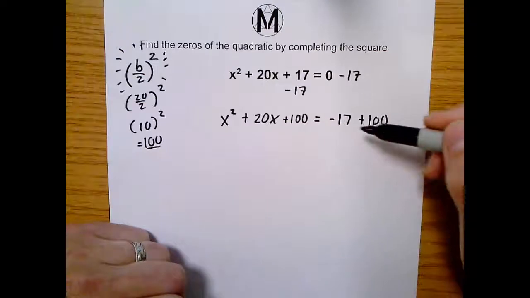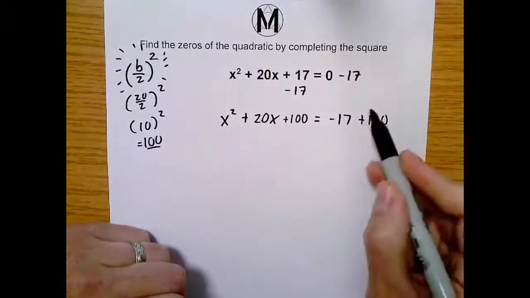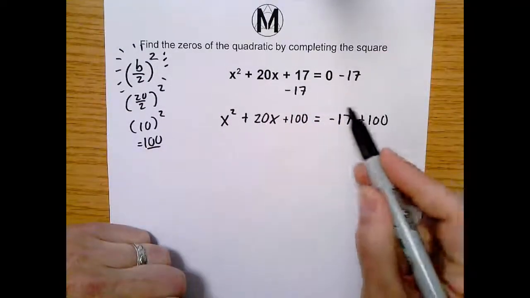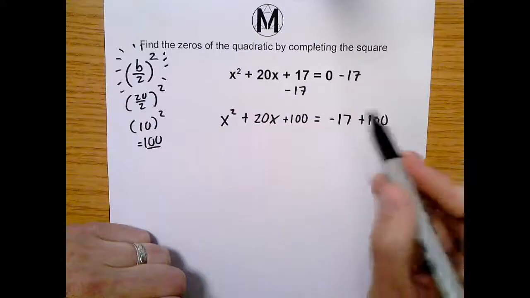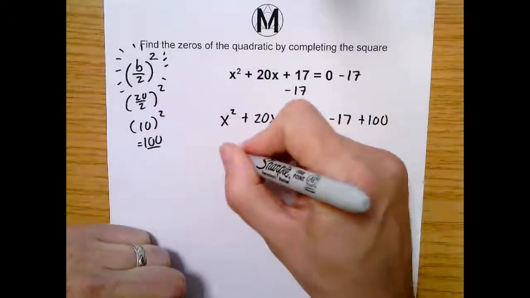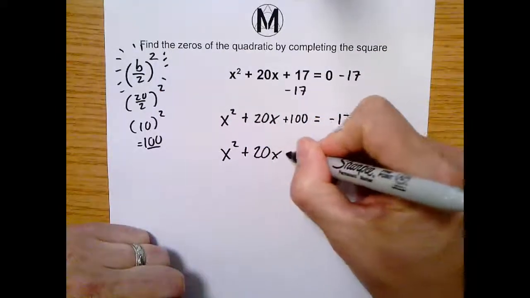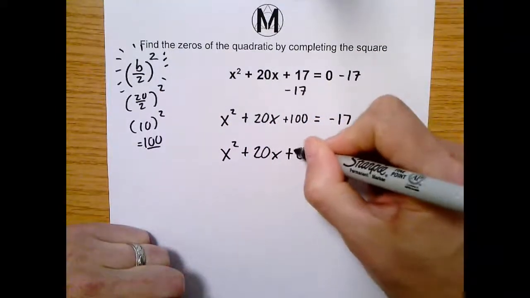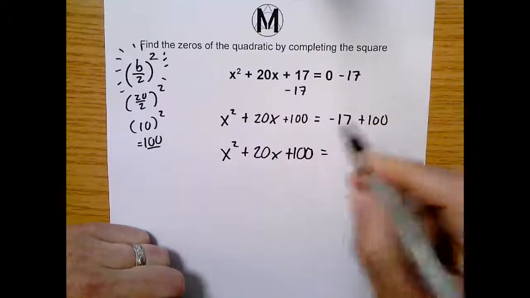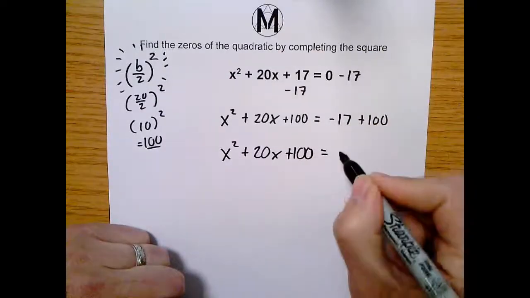So before we move on, though, it is important, I think, that we rewrite this because we have some math over here we need to do, and we don't want to forget this and then move on and make a mistake later. So what we have now is x squared plus 20x plus 100 equals, and so negative 17 plus 100, that is 83.